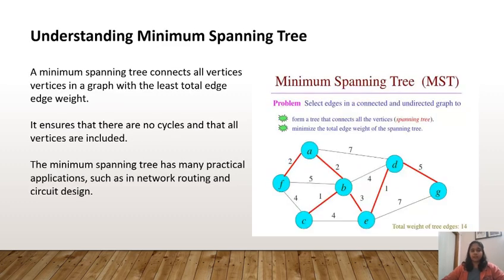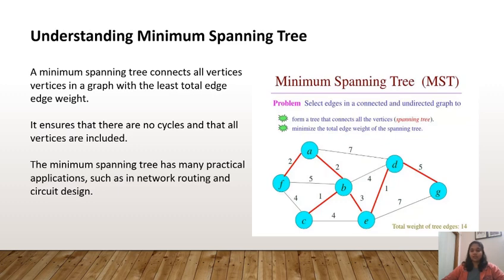Understanding minimum spanning tree. A minimum spanning tree connects all vertices in a graph with the least total edge weight. It ensures that there are no cycles and that all vertices are included. The minimum spanning tree has many practical applications such as network routing and circuit design.